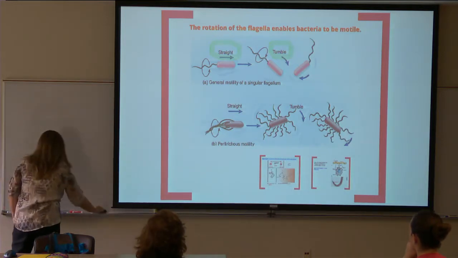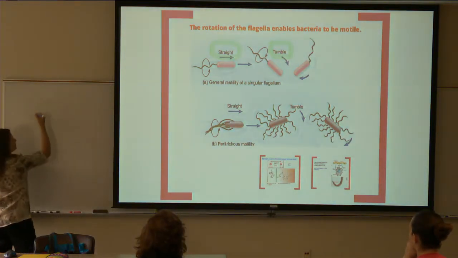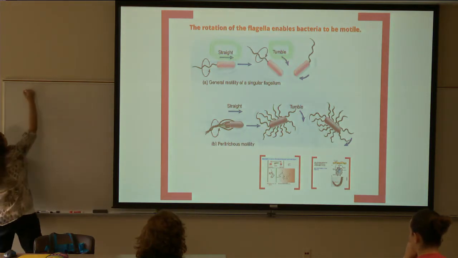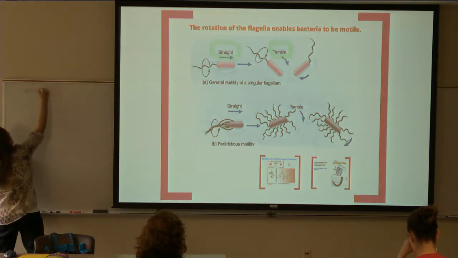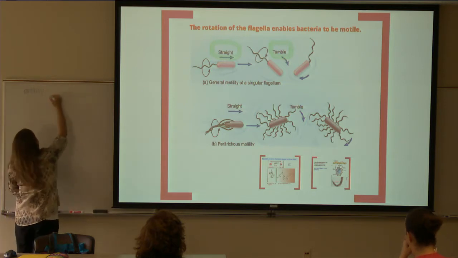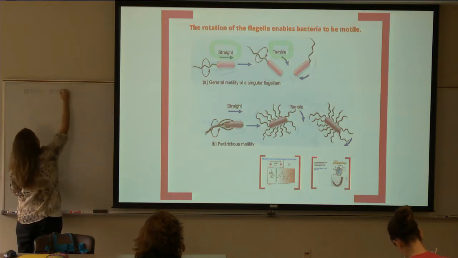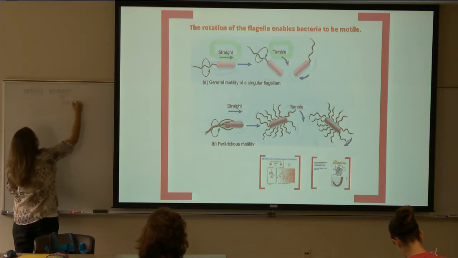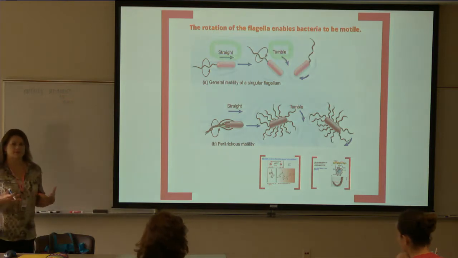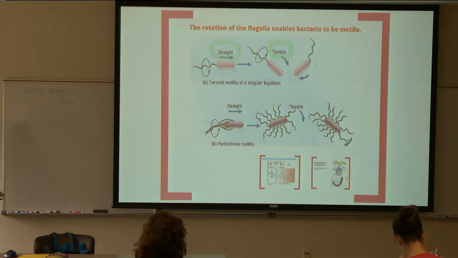Okay, so let me give you guys some definitions, just to clear some stuff up. Motility just refers to the movement of bacteria, if they're able to move around. That's what we're looking at with motility. And you're looking at organisms being motile if they have flagella.